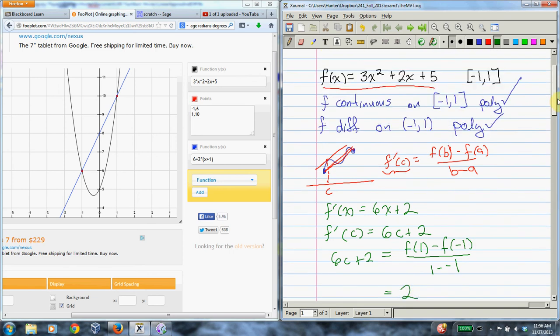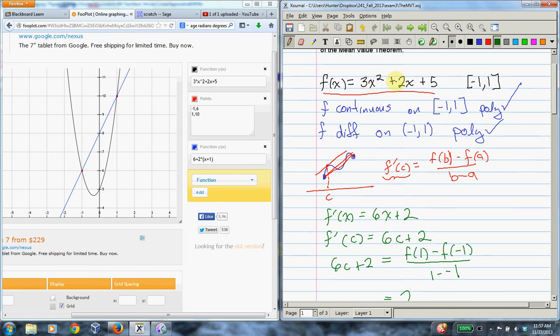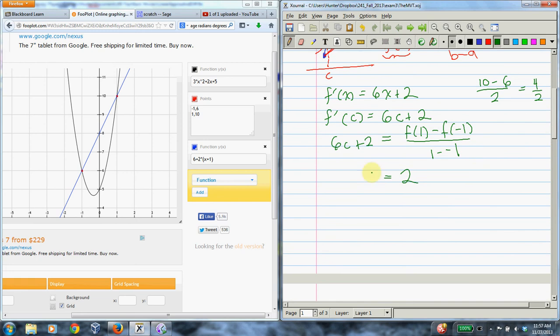And let's double check. So if you plug 1 in, you get 3 plus 2 is 5 plus 5 is 10. Okay, so f of 1 is 10, and then you're taking away f of minus 1. So what happens when you plug in minus 1? You get 3 minus 2 is 1, plus 5 is 6. So the numerator there is going to be 4, and in the denominator you've got 2. So 4 over 2, and yes, okay, so the answer is 2. So we have to solve the equation 6c plus 2 equals 2, so that says 6c equals 0, and so that means that c is equal to 0.